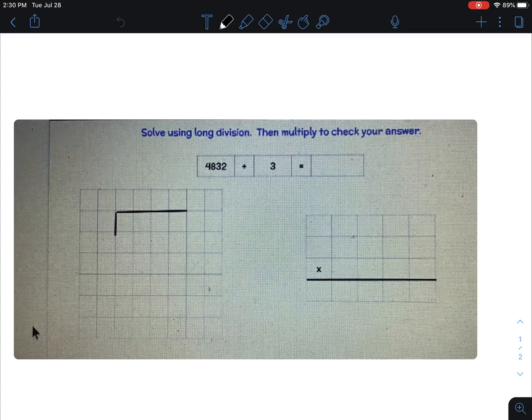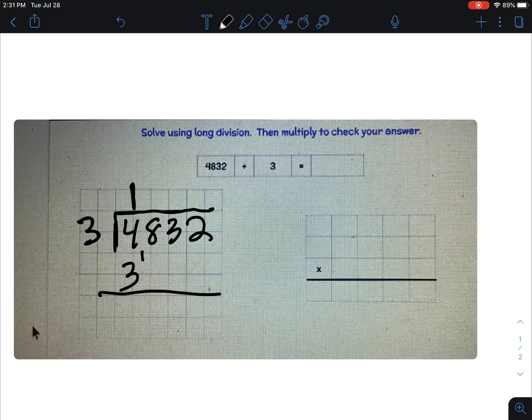I'm going to show you what to do with a division problem using the algorithm, long division, and then show you how to check it by multiplying. So this is 4,832 divided by 3. Again, if you're having any trouble with division using the algorithm, watch again. Remember, it's one number at a time. I see how many times 3 goes into 4. I can fit one 3 into 4, or if I'm counting by threes, how many does it take to get to 4? It's 1.